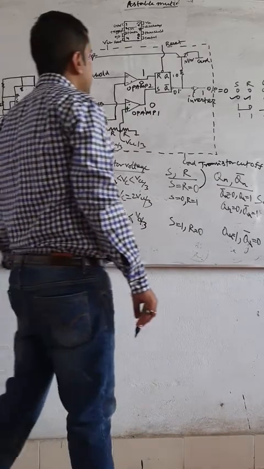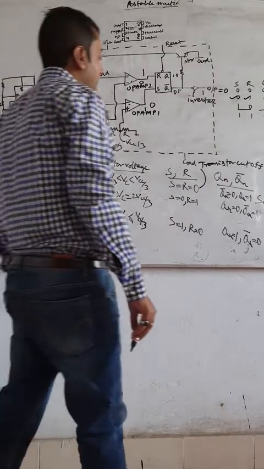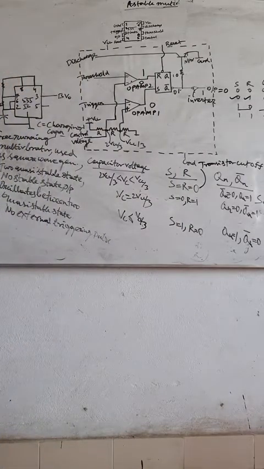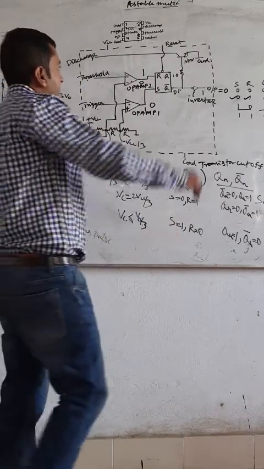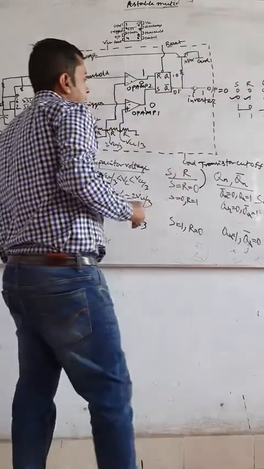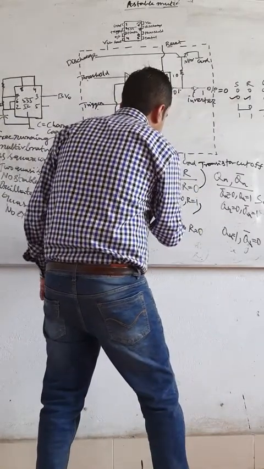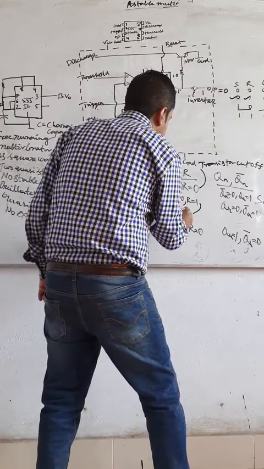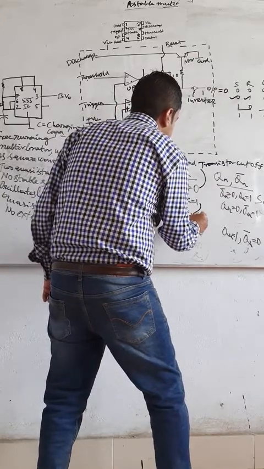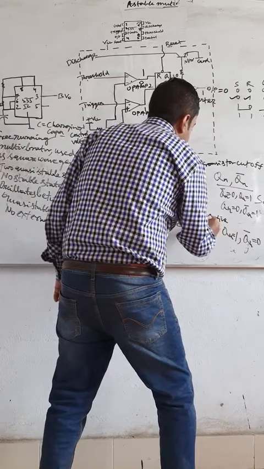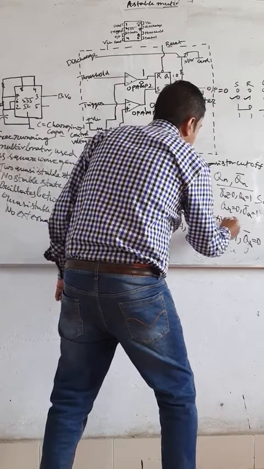So S equal to 0 and R equal to 1 means Qn is 0, Qn bar is 1. So the flip flop is in the reset condition. Qn is 0, Qn bar is 1. So now the transistor is in active mode.